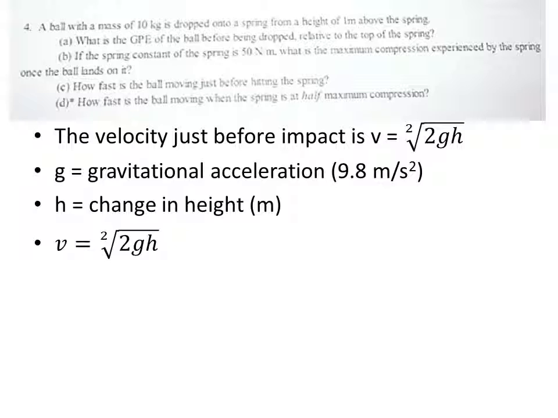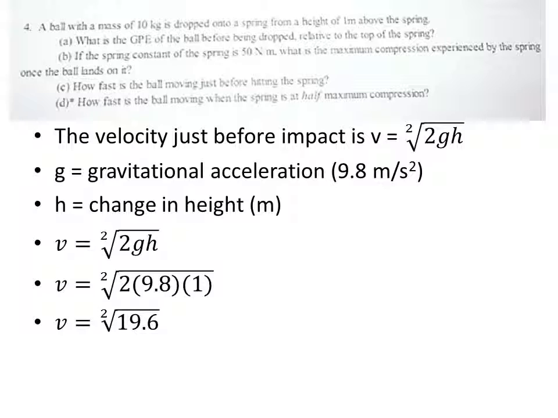We substitute. G is a constant, it's 9.8, and h is equal to 1. So we simplify. 2 times 9.8 is equal to 19.6. The square root of 19.6 is approximately 4.43. So the speed of the ball just before it hits the spring is 4.43 meters per second.